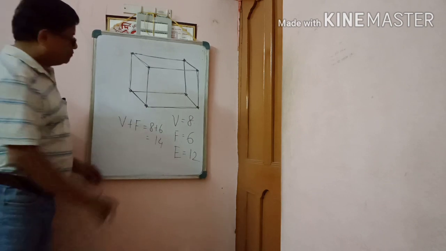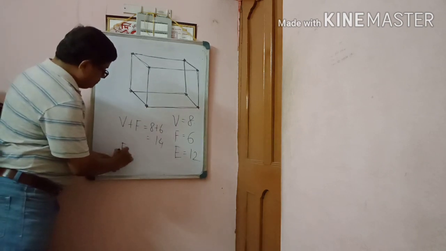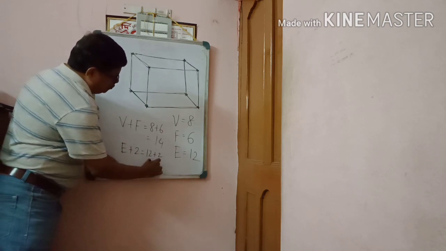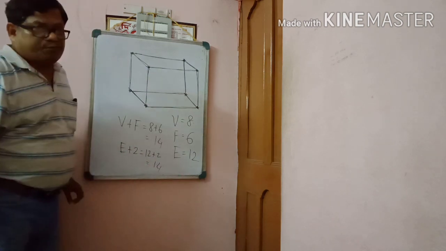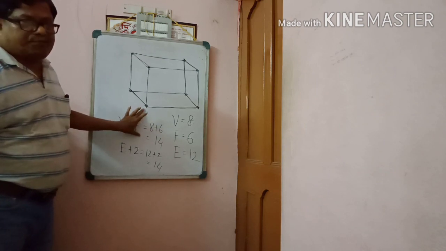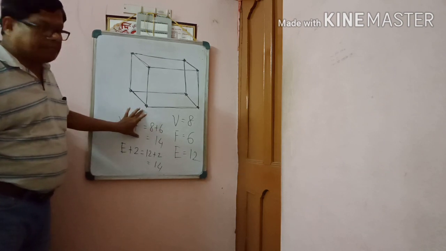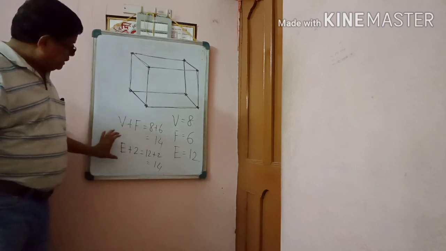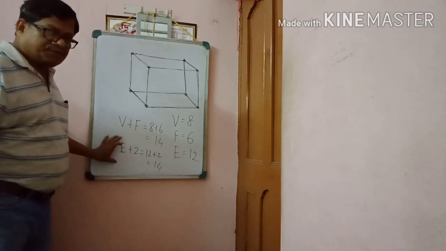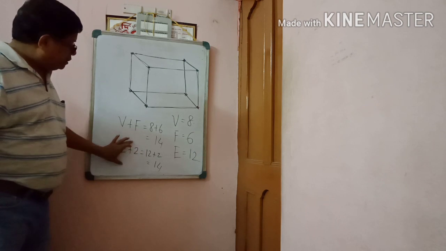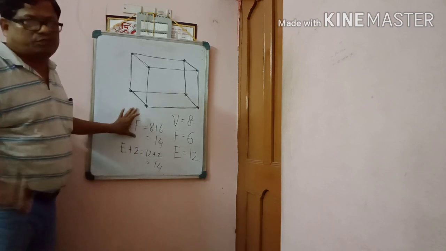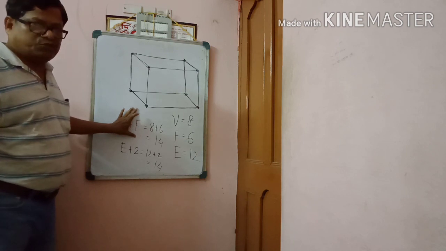Okay, 14. And E plus 2, 12 plus 2 equals 14. If V plus F, vertices plus faces, equals edges plus 2, then it's verified Euler's theorem. Okay, it's verified Euler's theorem.